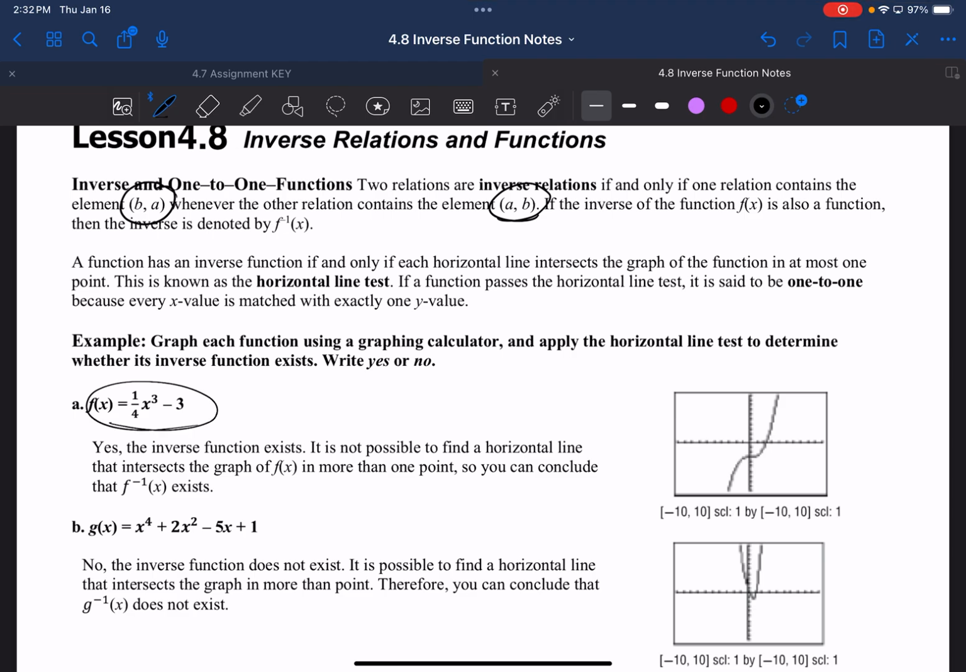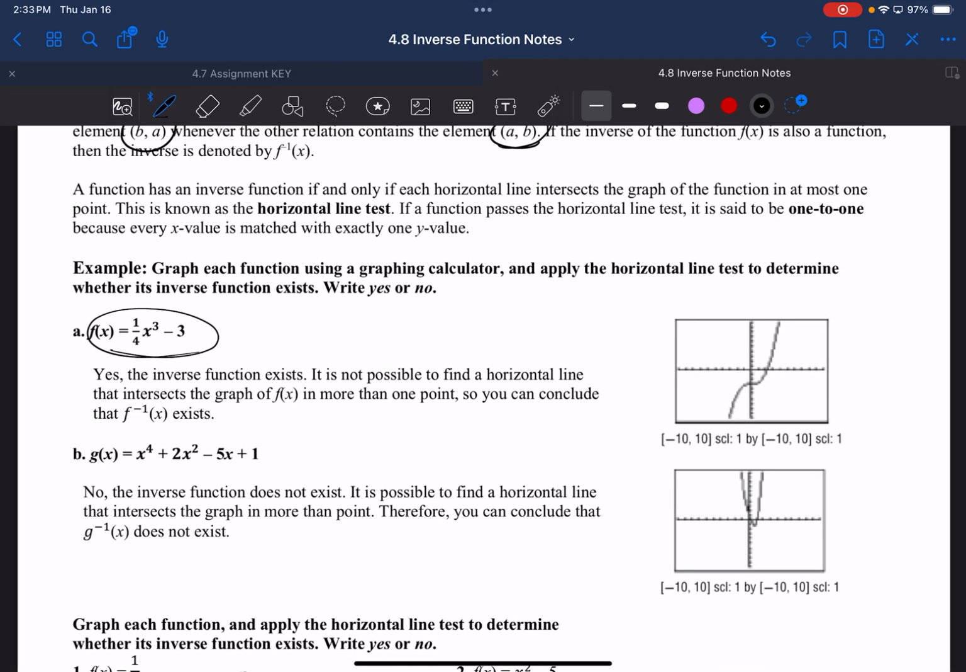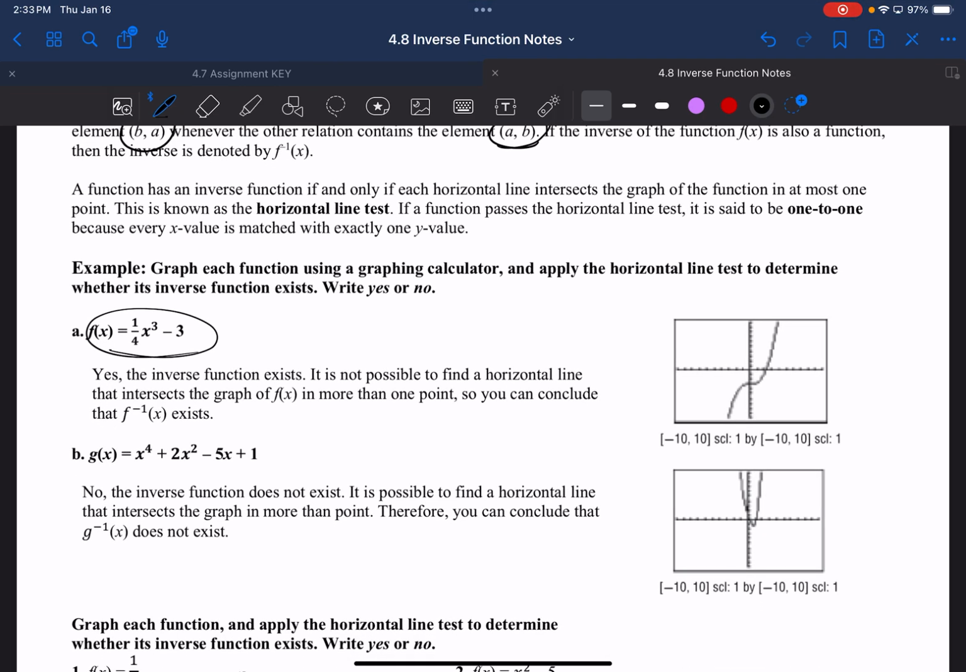All they did was type this function into the calculator, and it gave them this view here. So it is a little more zoomed out than maybe you might like if you were the one trying to identify points, but it gives you the gist of what the image should be. It says, with this, we are going to apply that horizontal line test and determine whether the function should have an inverse, and we'll say yes or no.